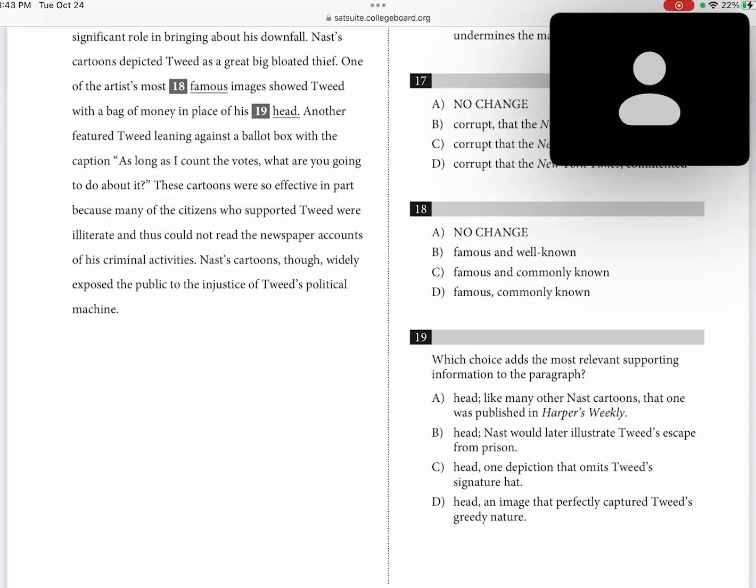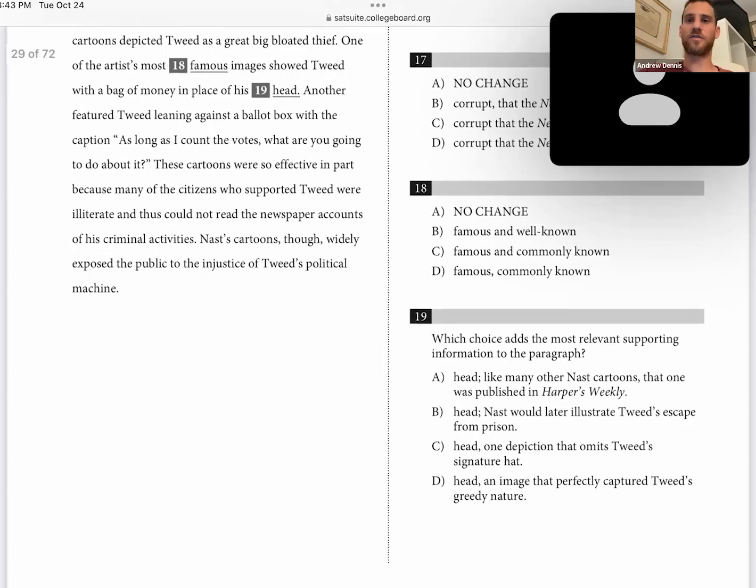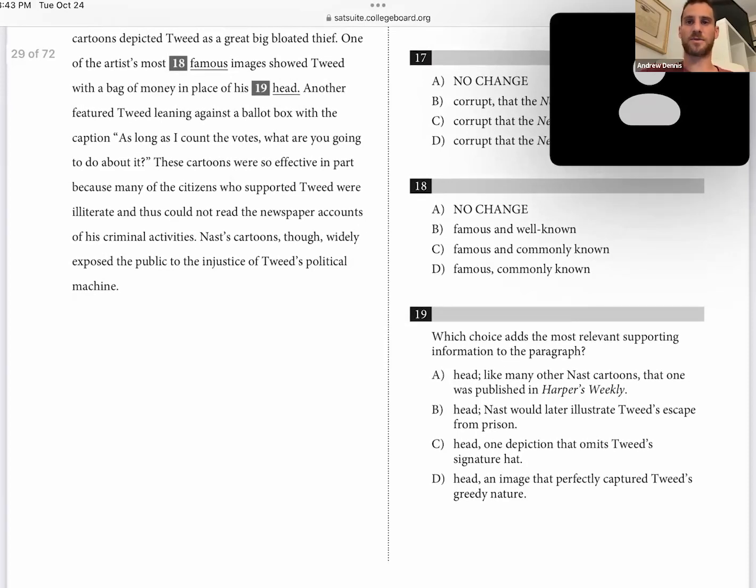E. D as in dog, right? Yeah, D as in dog, because we're talking about Tweed being a big bloated thief, and now we're giving a depiction of him that's perfectly capturing his greedy nature. Was it necessary? Not necessarily necessary, but it would have fit. Another featured Tweed leaning against the ballot box with a caption, "As long as I count the votes, what are you going to do about it?"